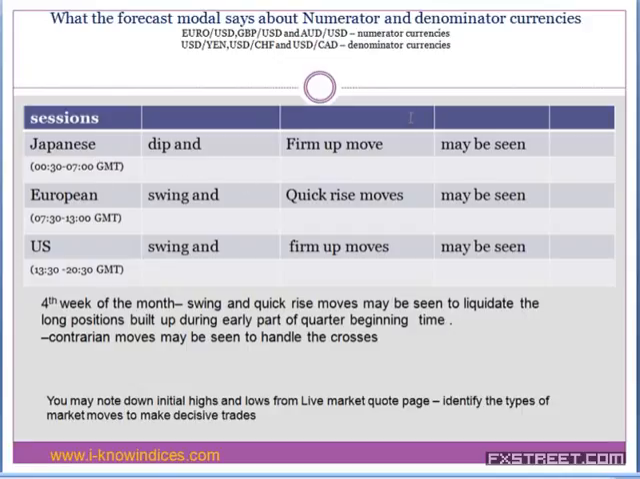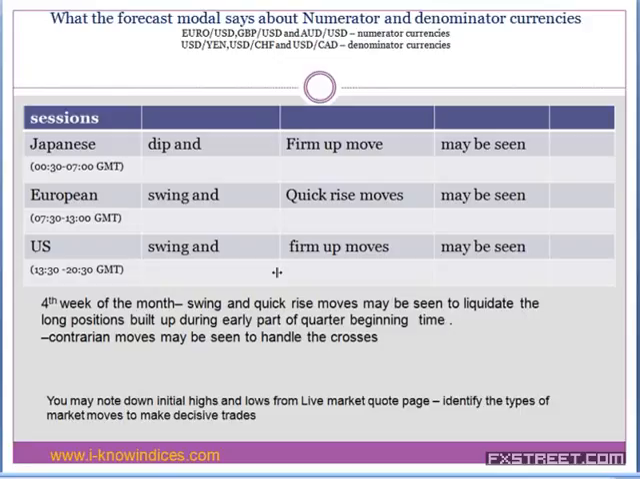Dip and firm up during the Japanese session. So the session timings are 0030 to 7 GMT, and 7 to 7:30 GMT is the gap time before the start of the next session. 7:30 to 13 GMT is the European session, and 13 to 13:30 GMT is the gap time before the start of the US session, and 13:30 to 20:30 is the US session. Then 20:30 to 0030 next day is the gap time before the start of the next day. During gap time, they are expected to make the false move before the move they intend to do during the next session.